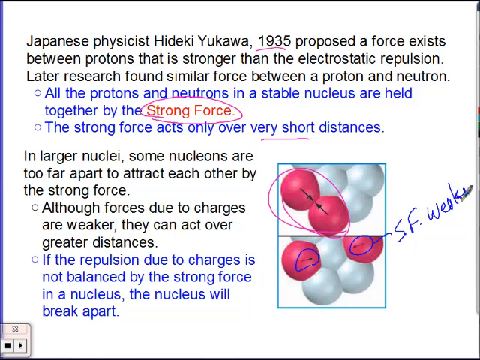And if I were to move these even farther apart, let's say I took this one and moved it out here because I had an even bigger nucleus, now these strong forces would be so tiny that electrostatic repulsion would basically just blow apart the nucleus. It would break apart because the strong force would not be stronger than electrostatic repulsion anymore.